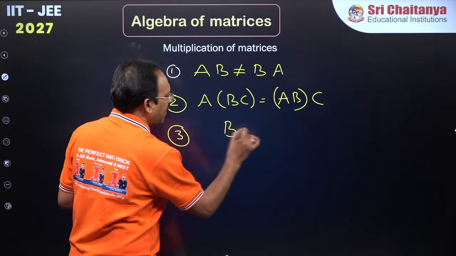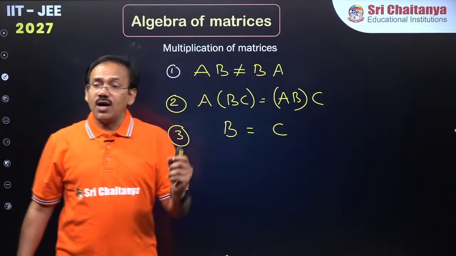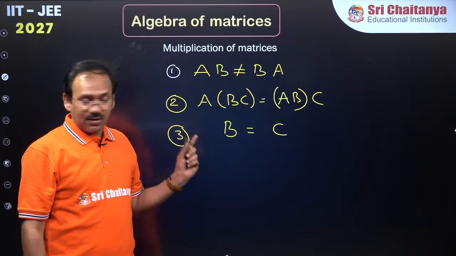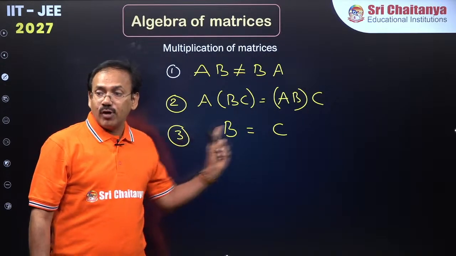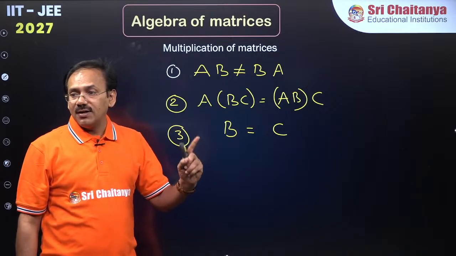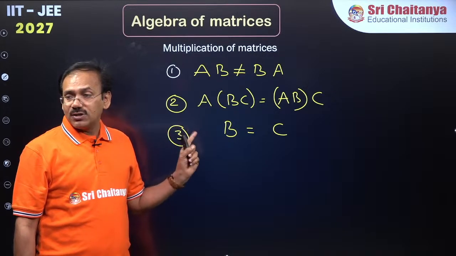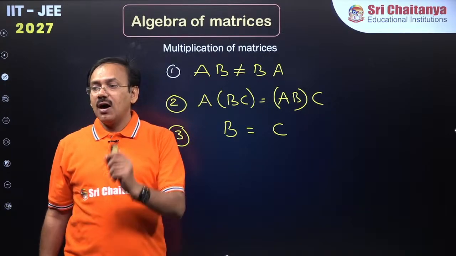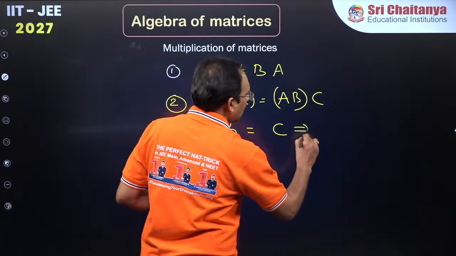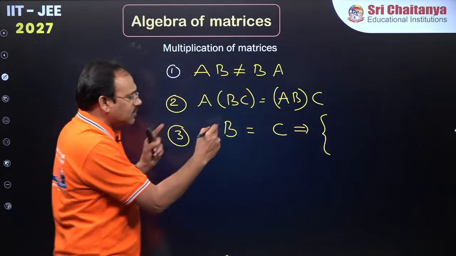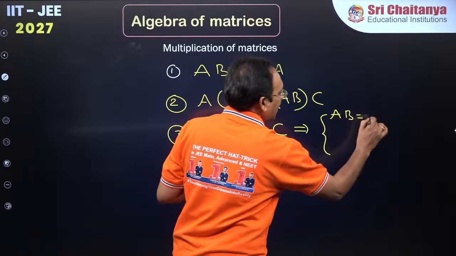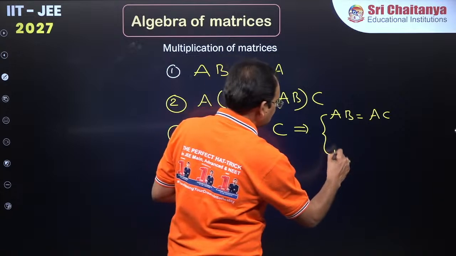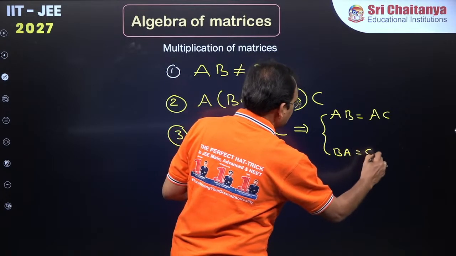suppose you know that B is equal to C. You want to multiply both sides of this equation with a matrix. Do remember, then you do either pre-multiplication or post-multiplication. That means if you want to multiply with A, you multiply both sides with A on the left side: AB is equal to AC. Or if you want, you can multiply both sides on the right side: BA is equal to CA.